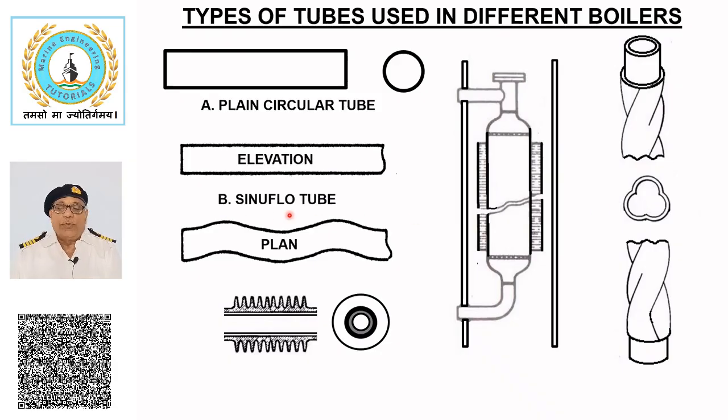Sinuous flow tubes. Sinuous flow tubes, which have the form of a sine wave, were used in Cochran boiler. These tubes provide increased surface area and improve the heat transfer, but may be difficult to clean.